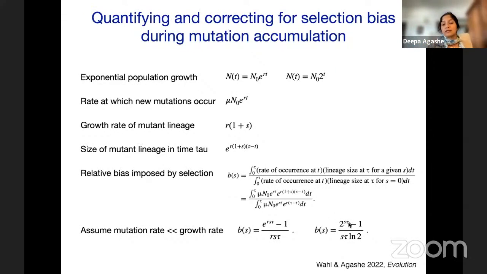As you can imagine, as the time increases, if you allow for more generations of growth during colony expansion, a beneficial mutation has a higher chance to accumulate in the population. The higher the value of S, that means the stronger the selective effect of that mutation, the bigger the chance that it is going to spread in the population. And in the denominator, we have this, which is what happens when there's a neutral mutation that comes up.